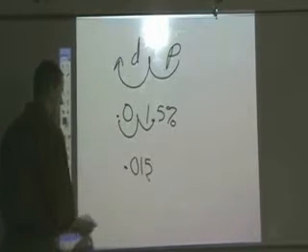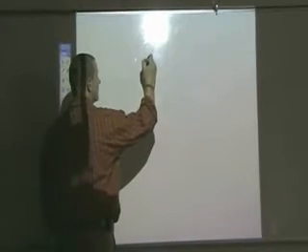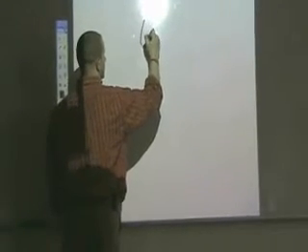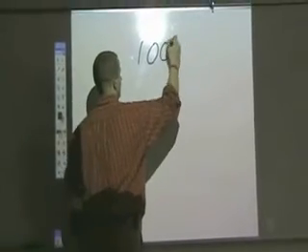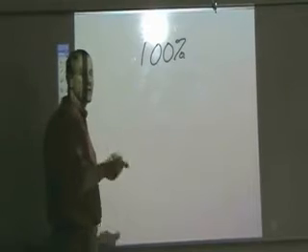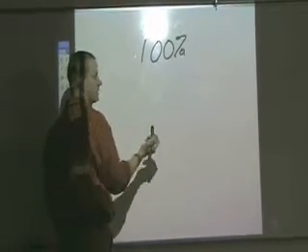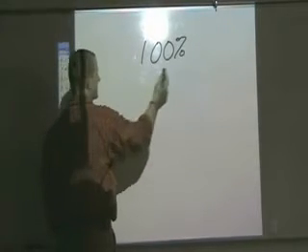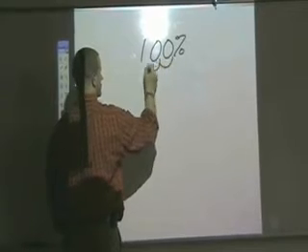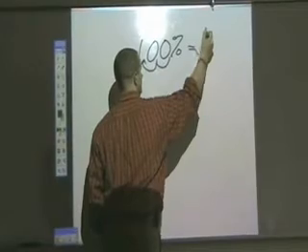Let's try another example. Let's say I had 100%. If I had 100% and I wanted to make it into a decimal, well, where's your decimal here? Because there's not one given. Remember, if you never see a decimal, there's always one at the end. So that means I'm going to move it 1, 2 places to the left, so 100% equals 1.